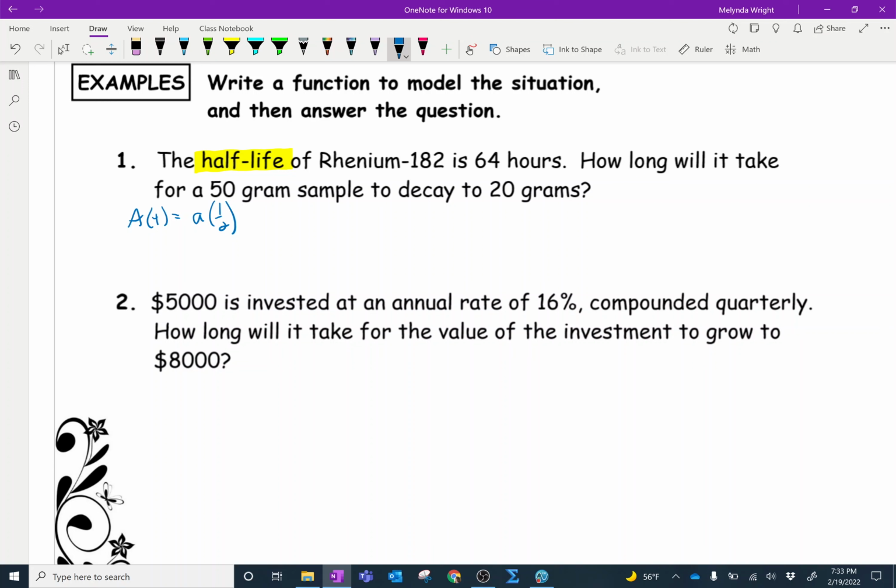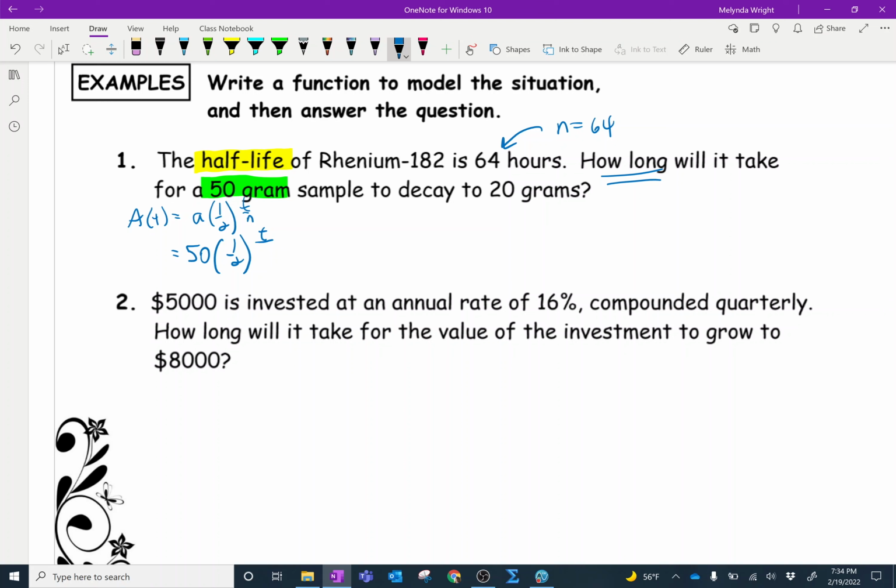So let's see. Well, we know this is our original amount right here. It's 50 grams. That's what we have to begin with. So then I'm going to replace that A with a 50. Okay, and then we've got the time, that's what we don't know. It says how long, so that's going to be a variable. And N, if we recall, is the half-life. So N is going to be 64, so we're going to put a 64 here. We want it to decay to 20 grams. So we want it to end up being 20 grams.